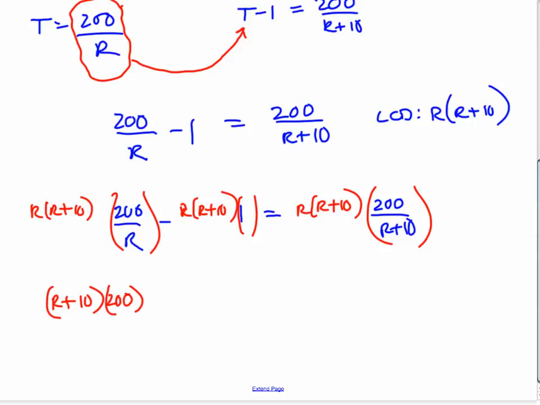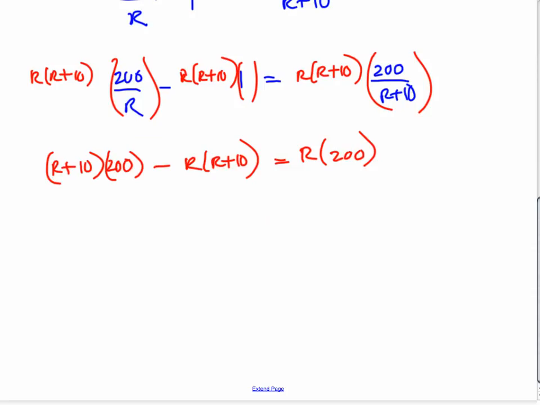I'll have to use the distributive property there. Next one I'll have minus r times r plus 10 times 1, but I can leave that out. And then the r plus 10s cancel. The r plus 10s go, so I'd be left with r, whoops, r, I need red, r times 200. Now I've got an equation with no denominators, and I can solve.